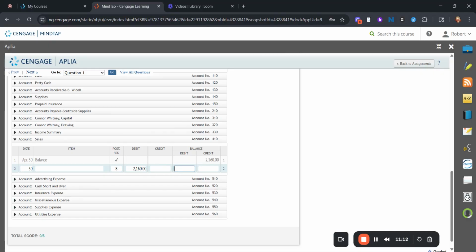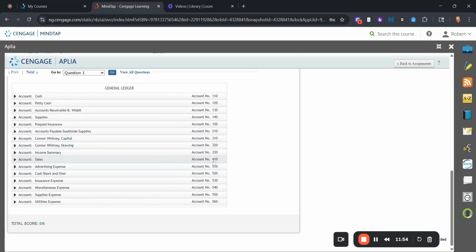Remember, this is a closing entry. So we're basically closing the end of the month, so we can start a new month and start fresh with sales in the next month for May. So we can leave those blank. We can put zeros in here, but we don't need to. We can just leave those blank. Now we're going to put 0. So now that sales account is closed for the month.